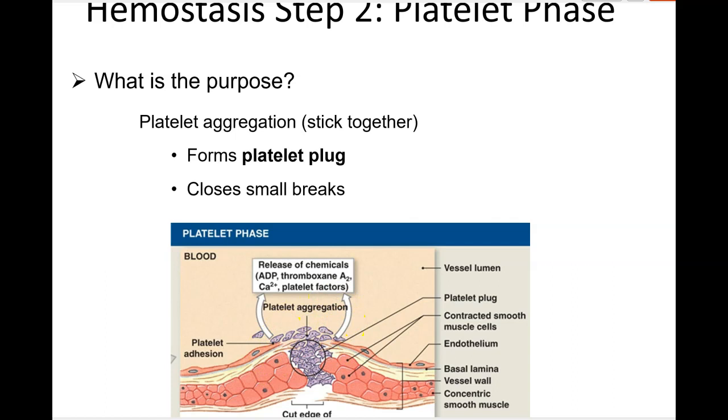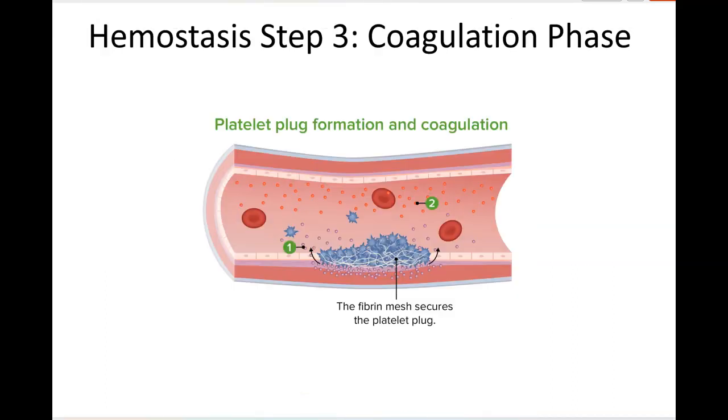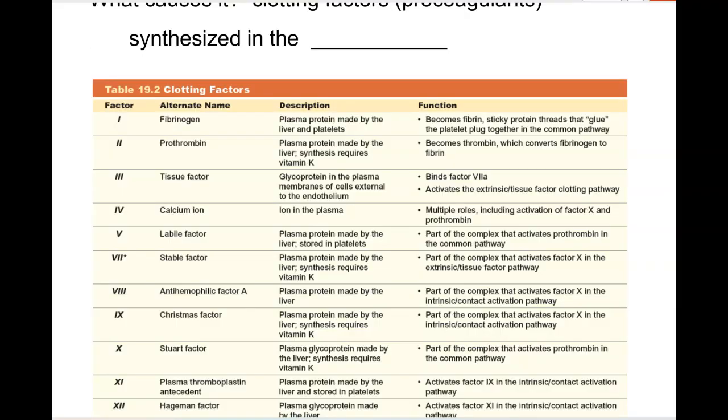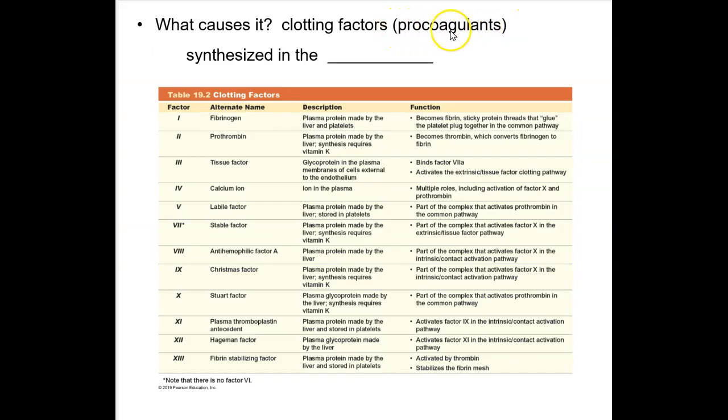We need to make this a permanent clot. So that's why we're going to go into our coagulation phase. Now we need to secure that clot with this stuff called fibrin. And in order to go into our coagulation phase, we're going to have to use clotting factors. So clotting factors are clotting proteins. They're often called a procoagulant because a procoagulant is something that helps with this whole process of hemostasis.